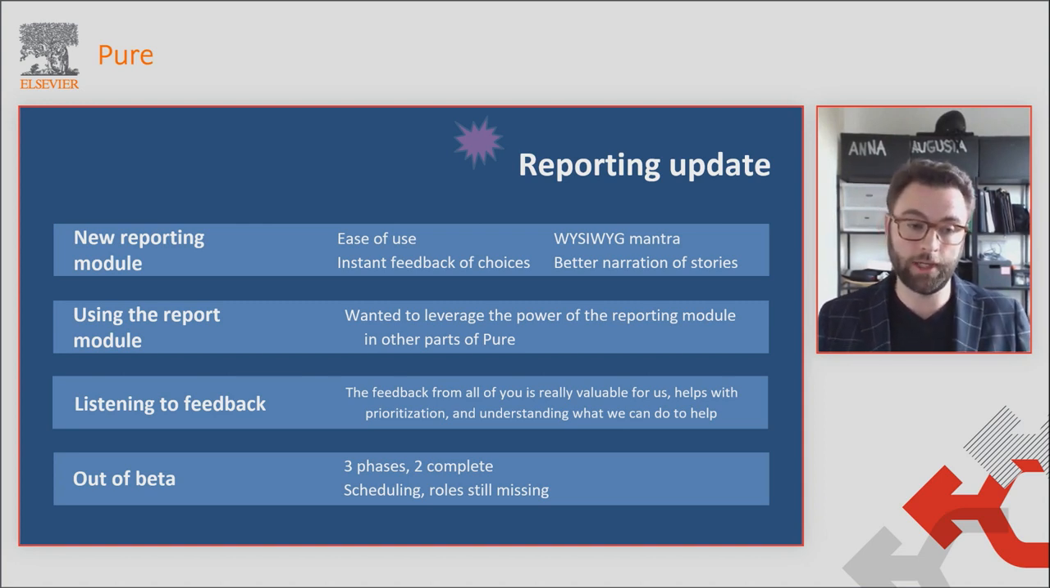And then just really quickly, on the outer beta, as mentioned also yesterday, we have 3 phases. 2 of them are complete. What we are missing is the scheduling of the workspaces and more roles, again in the name of flexibility, so you can choose who should have access to the report module and be able to report on whatever belongs to your part of your organization hierarchy by using local roles.